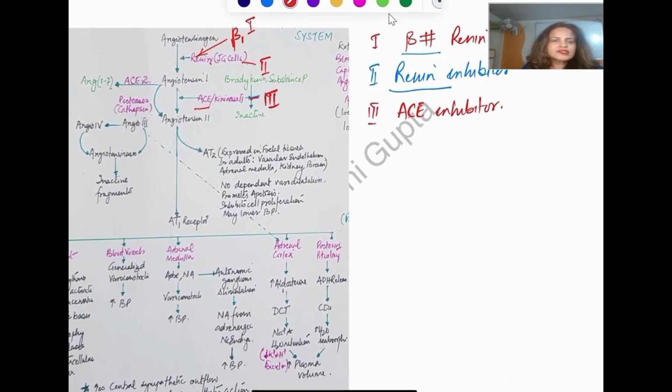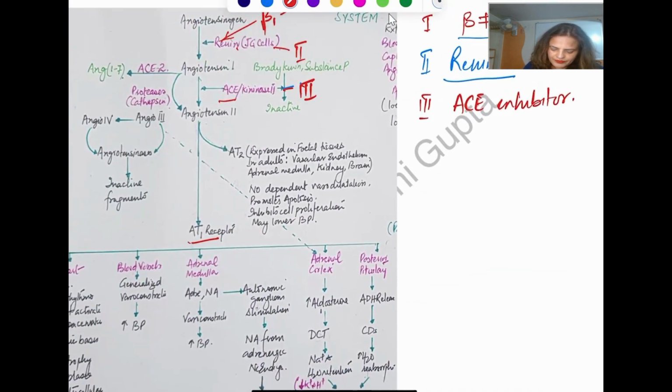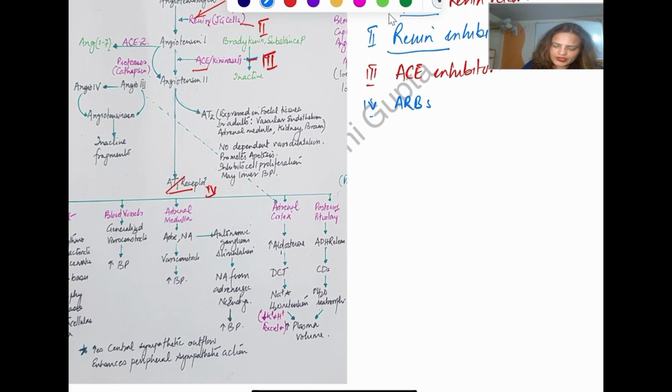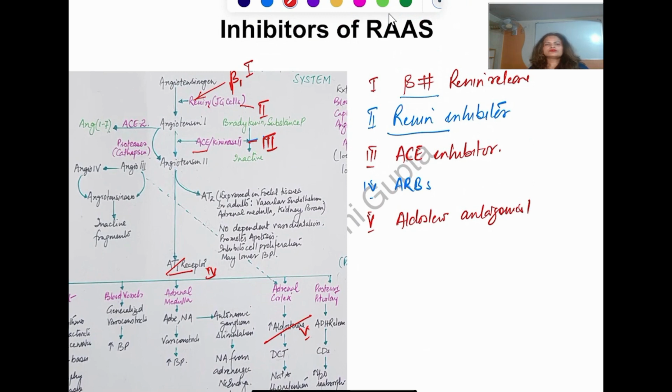Then once the angiotensin 2 comes, it is going to act on the angiotensin 1 receptor. So we can block this also. This is number 4: angiotensin receptor blockers. Then another one is we can give the aldosterone inhibitor or aldosterone antagonist. Okay. So this is how we can inhibit this pathway at various sites: 1, 2, 3 and 4.